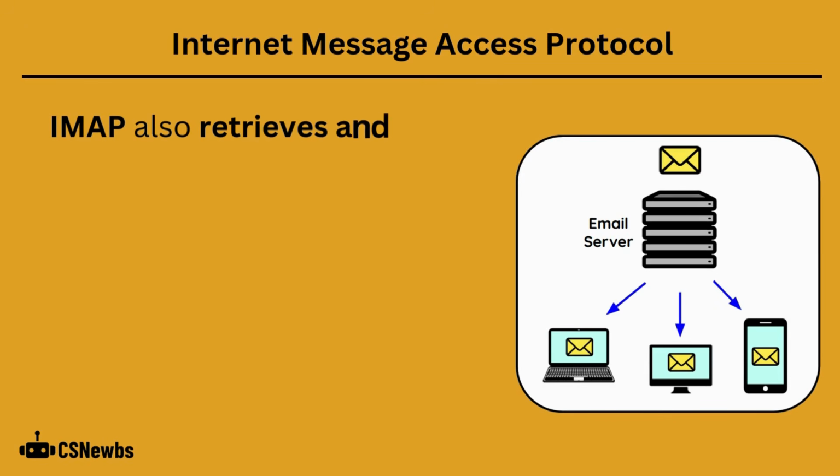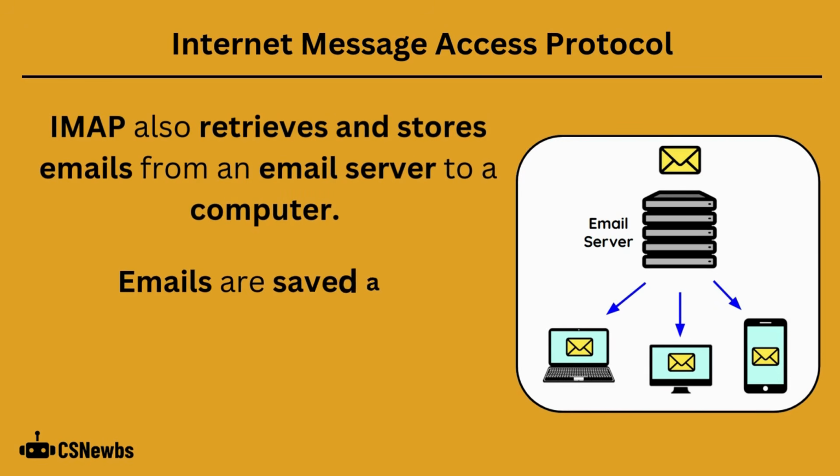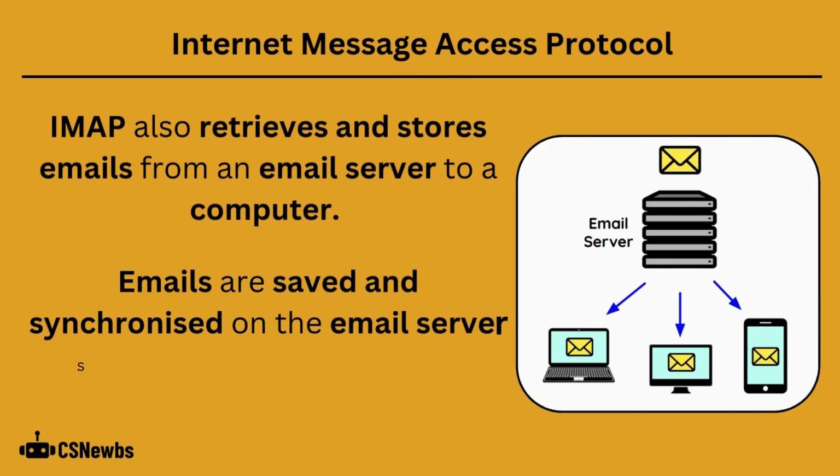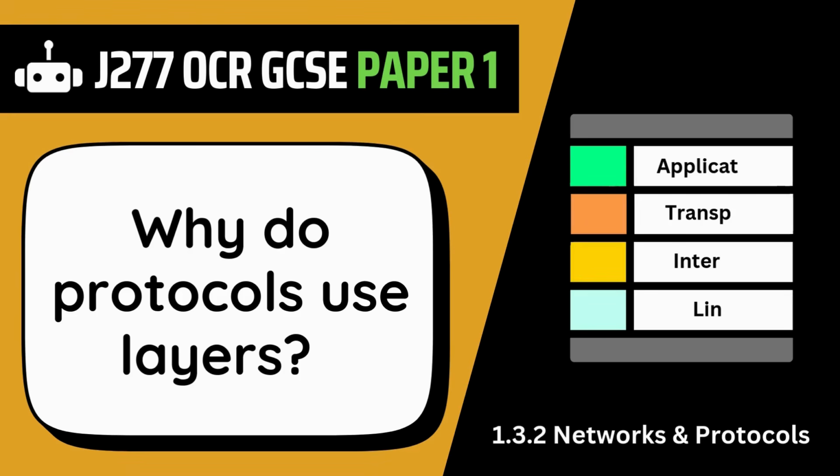IMAP also retrieves and stores emails from an email server to a computer. The difference between POP and IMAP is that IMAP will save the emails and synchronize them on the email server so they can be accessed by multiple devices.